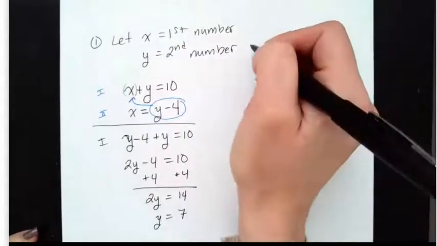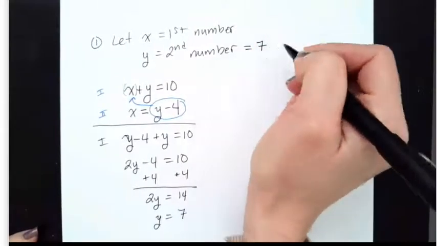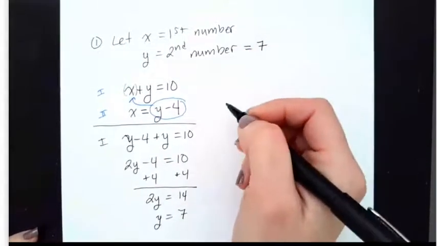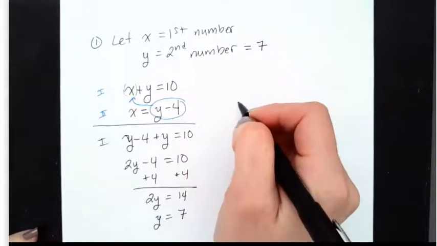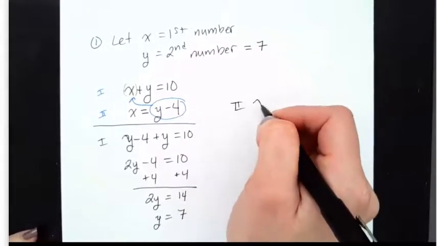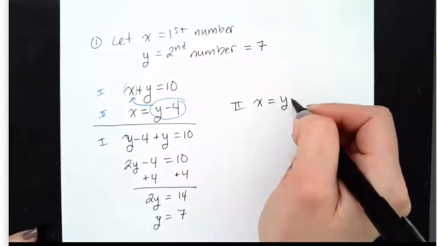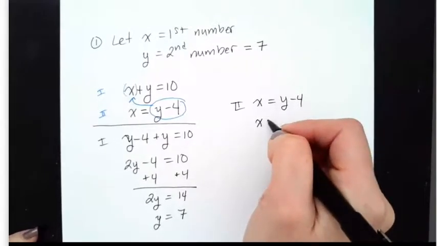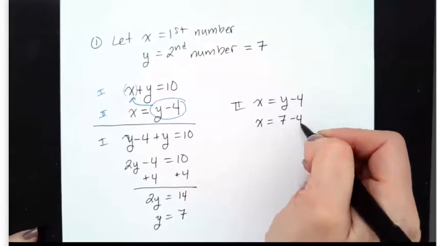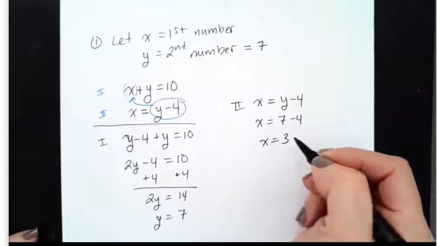which means that y is equal to 7. So I have my y value. My y is 7. And I can find my x value by using one of my equations. So I'll use the second equation. x is equal to y minus 4. But now I know that y is 7. So 7 minus 4, x is equal to 3.